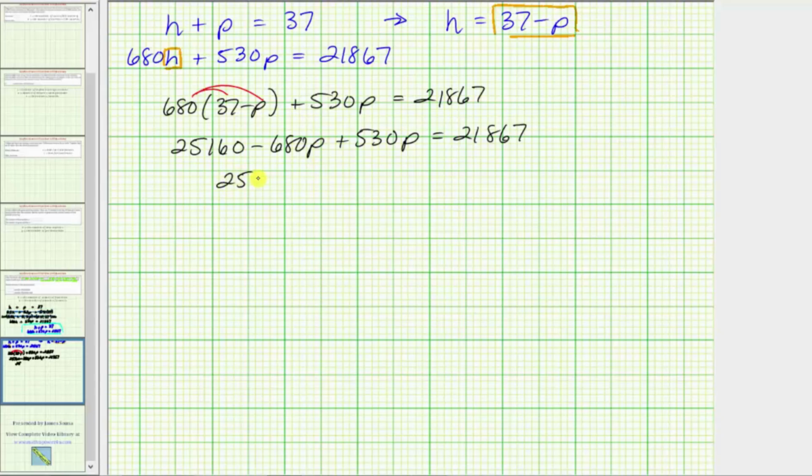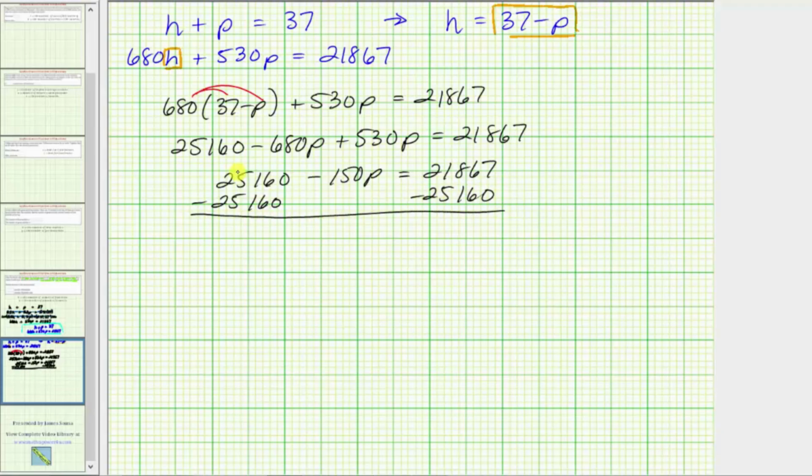So we have 25,160 minus 150p equals 21,867. Next, we isolate the p term by subtracting 25,160 on both sides. Simplifying, this simplifies to 0, so we have negative 150p equals 21,867 minus 25,160, which is equal to negative 3,293. And our last step to solve for p is to divide both sides by negative 150.